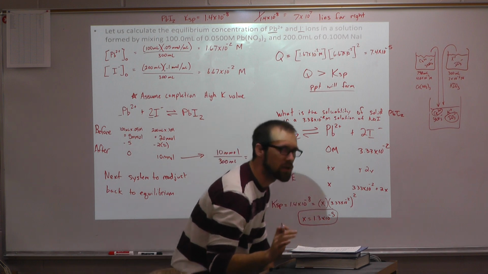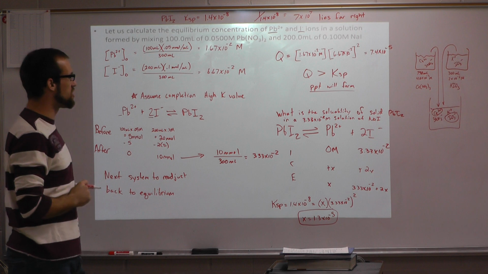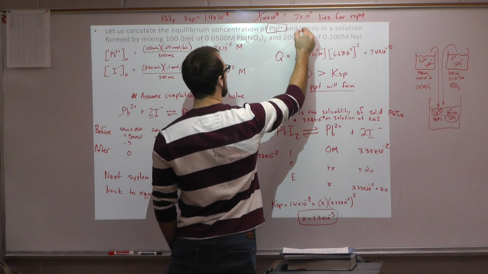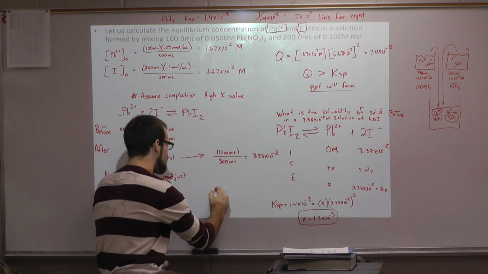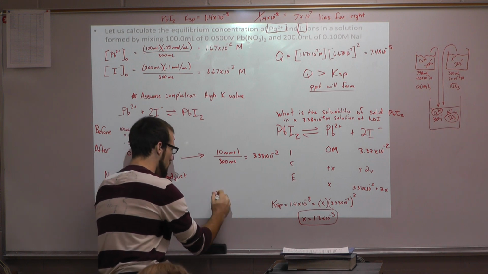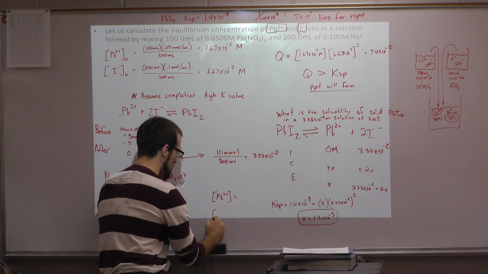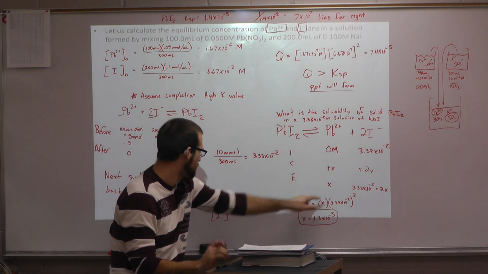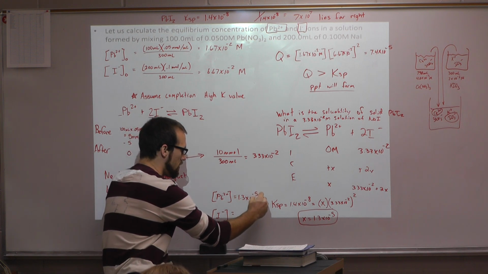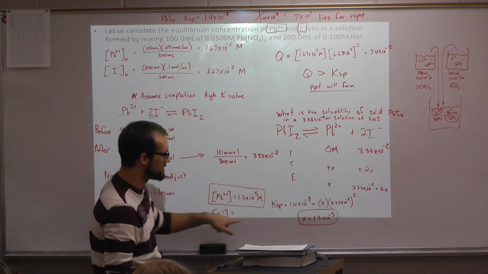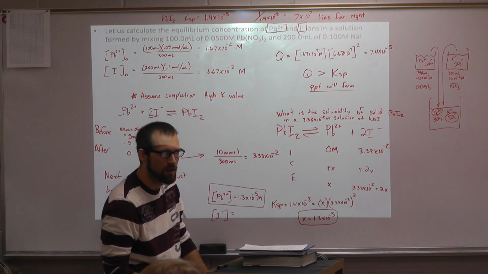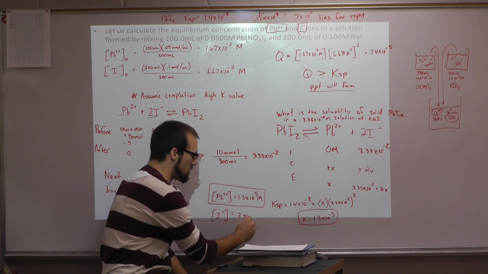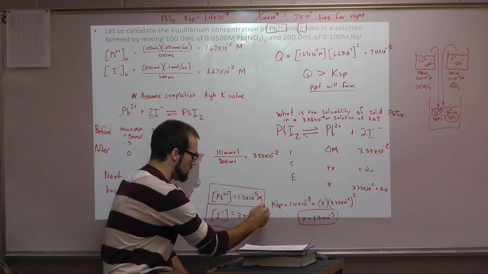So that's not my answer, but we're really close to the answer. What was our original question asking? What do we want? Of these two ions, Pb2+ and I- at equilibrium. Pb2+ is just x, right? So it's this 1.3 times 10 to the negative fifth. I- is this plus 2 times x. When you do that, it isn't going to change. It's still going to be this number. So our I- is 3.33 times 10 to the negative 2. Those are our two answers.